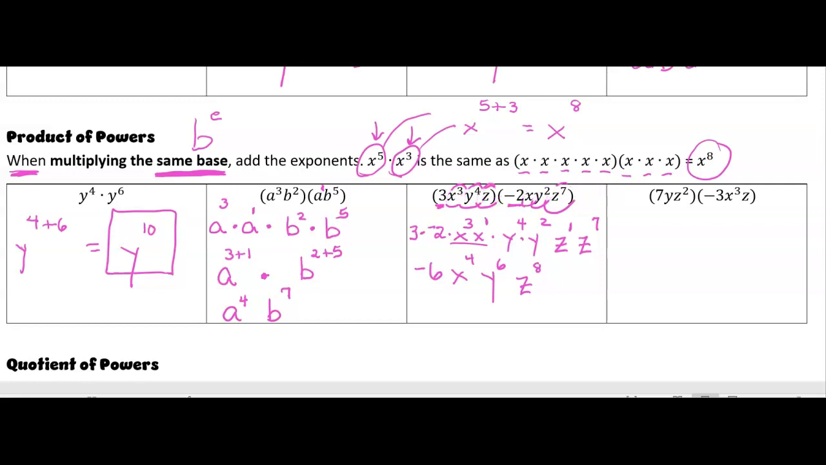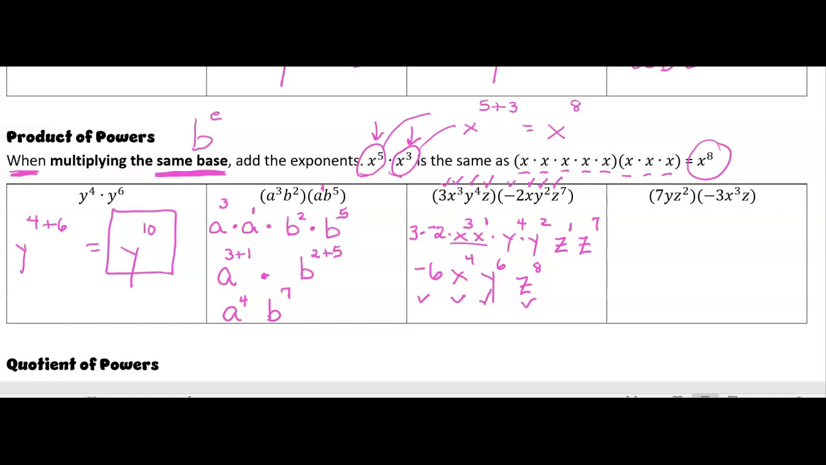So I'll erase all that so you could see it a bit better. So here's what we did. We did 3 times -2, gave us the -6. We did x to the third times x to the first, that gave us x to the fourth. We did a y to the fourth times a y to the second, that gave us y to the sixth. And z to the first times z to the seventh, that gave us z to the eighth. And done. So we're multiplying.